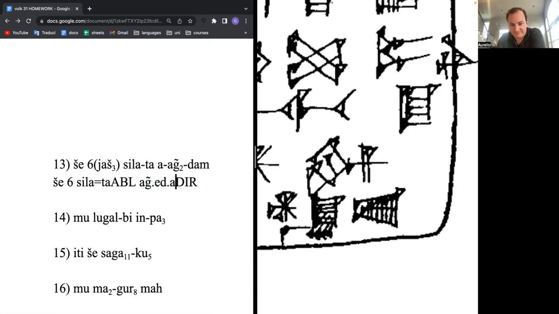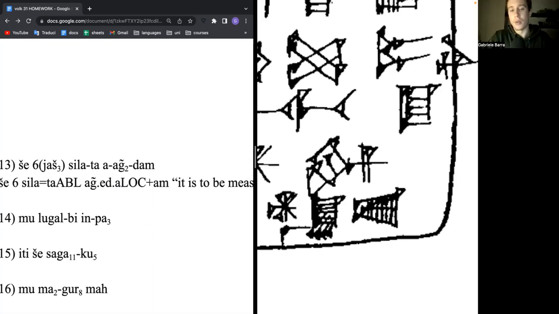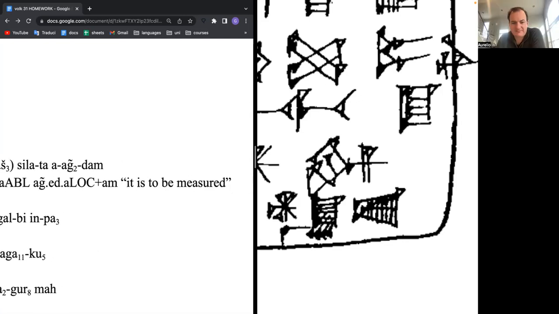However, when we have a locative instead, it takes a different nuance of meaning. It means to be measured, like something is to be measured. Like, this has to be measured. And then altogether, I would say it is to be measured, as 6 liters essentially, 6 sila of barley.